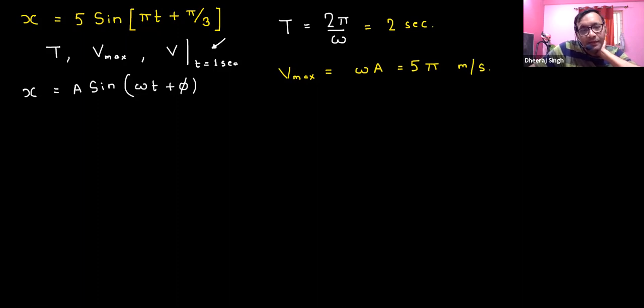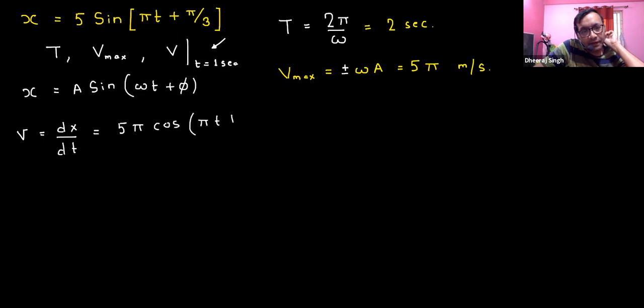Yes, you can say plus minus, why not? But I'm assuming we are interested in the magnitude of the velocity rather than the direction of it. So what I'll do is differentiate: v is equal to dx by dt. All right. So I'll get 5 pi cos of (pi t plus pi by 3).